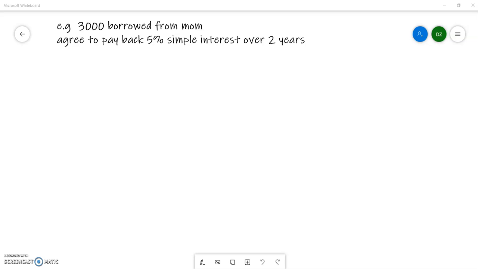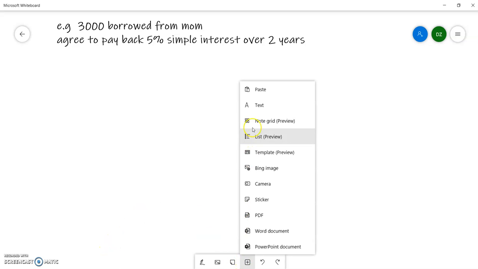Okay, so I'm just going to do two very quick examples, one simple interest formula example and one compound interest formula. I know I said I wouldn't do many examples, but I just want to show you how I go about doing these calculations. Okay, so let's just add some text. So let's read.